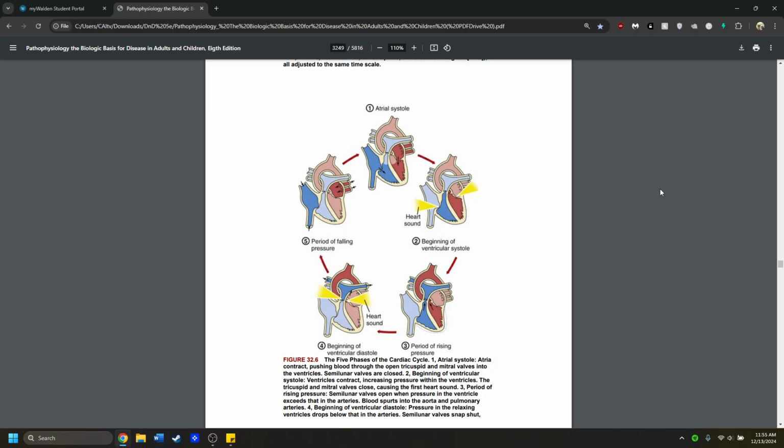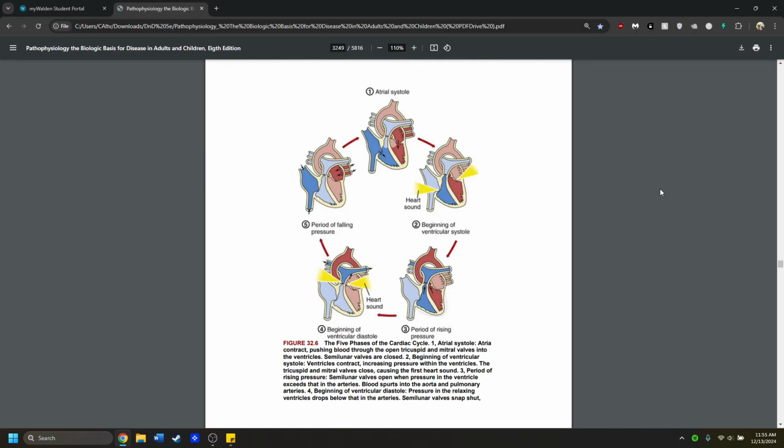Period of rising pressure, right? We're going against that pressure of resistance. Again, only about 15 in the right side and 90 on the left. We hear that heart sound, the lub-dub. The beginning of ventricular diastole is when it starts to relax again. The period of falling pressure, when things refill.